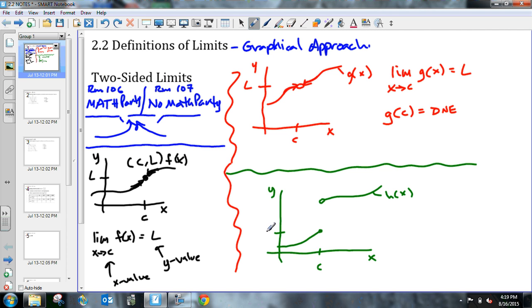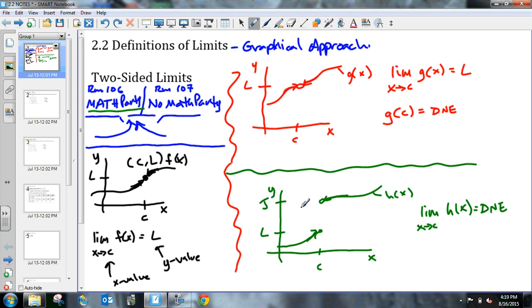I'm going to call this point L, and I'm just going to call this point j, okay? And so here's what I'm going to ask. My question is, what's the limit as x approaches c of h of x? As we approach c from the left, we get a value of L. And as we approach c from the right, we're approaching a different y value, j. Because these are not approaching the same y value, because they're not going to the same math party, we would say here that the limit does not exist.